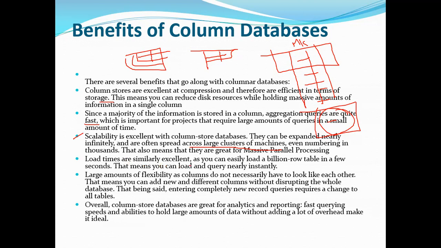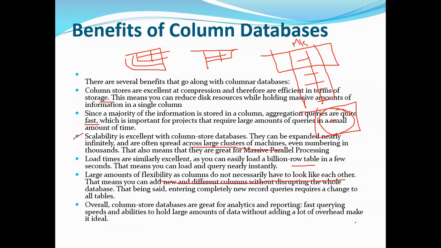Load times are similarly excellent, as you can easily load a billion-row table in a few seconds. As you perform operations with the row table, you can perform the same operations with the column table also. There is a large amount of flexibility, as the columns do not necessarily have to look like each other. Each and every column is treated separately. One column has no link with another column; we have functional dependencies in the RDBMS, but there are no functional dependencies in column value databases.